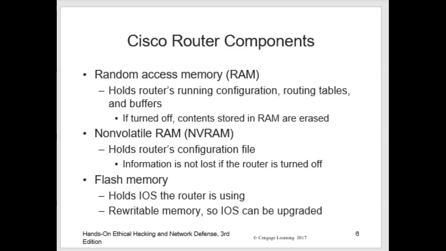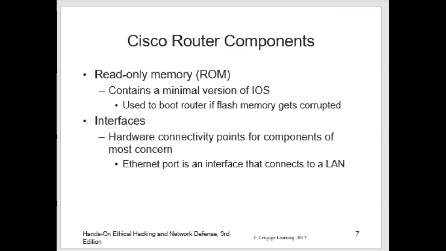Then there's non-volatile RAM, or NVRAM, and this component holds the router's configuration file, but the information isn't lost if the router is turned off. There's also flash memory, which holds the IOS that the router is using, right? And it's rewritable, so you can upgrade the IOS, an important feature.